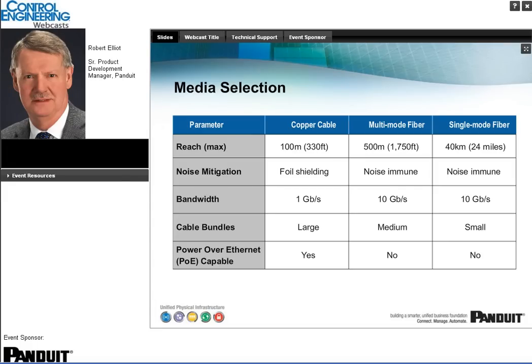The bandwidth requirements that you require. These are often, for copper, limited to gigabit, particularly on the shop floor, higher than that, though, in, for example, the data center, whereas multi-mode and single-mode fiber would be used for 10 gigabits. What type of bundles of cables would you see? And finally, is that medium capable of power over Ethernet?